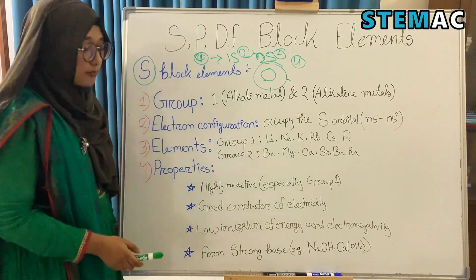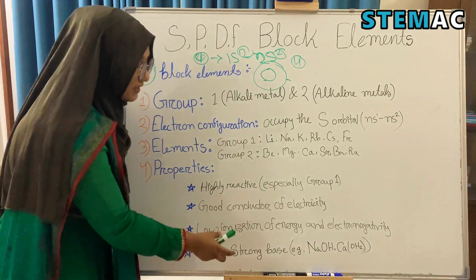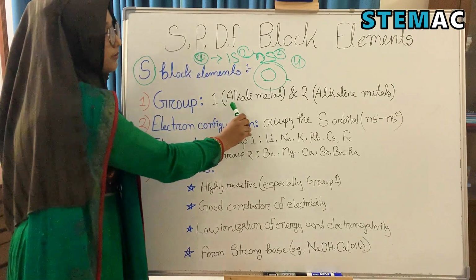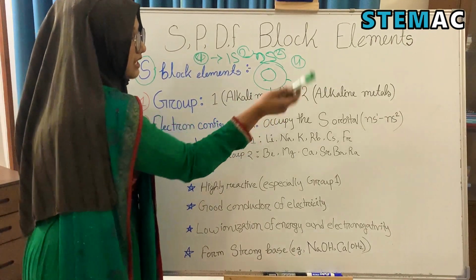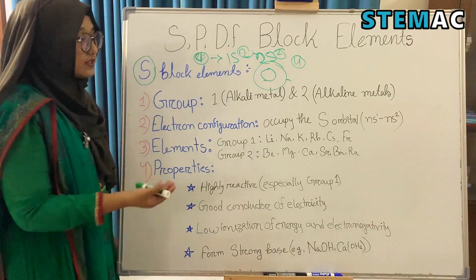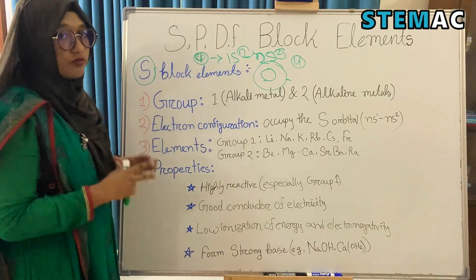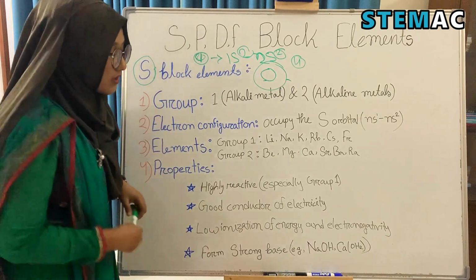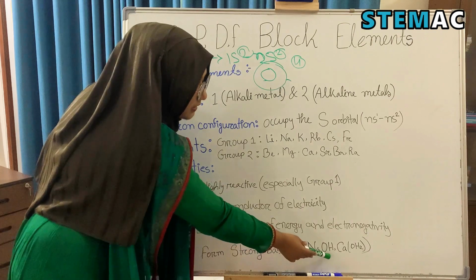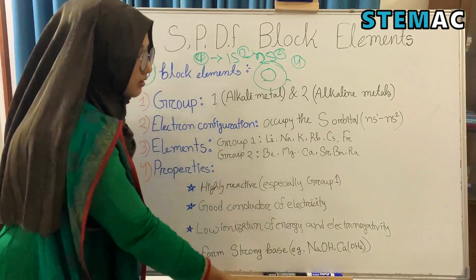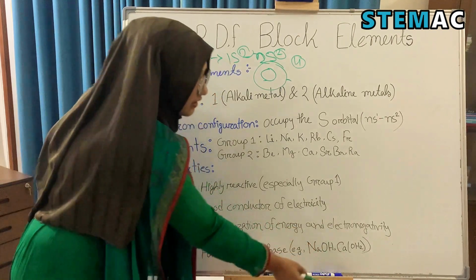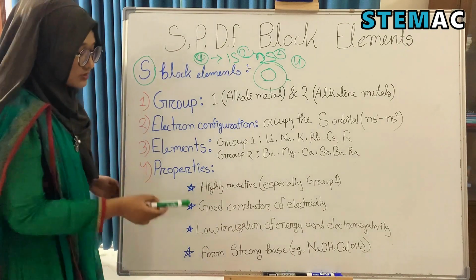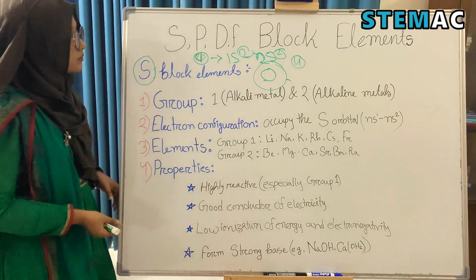And they can form a strong base. As you know, here we talk about their alkali metals and alkaline metals. Because of their basic nature, they are gonna form a strong base. So here they form sodium hydroxide and calcium hydroxide, which are highly strong bases. And that's for S block elements.